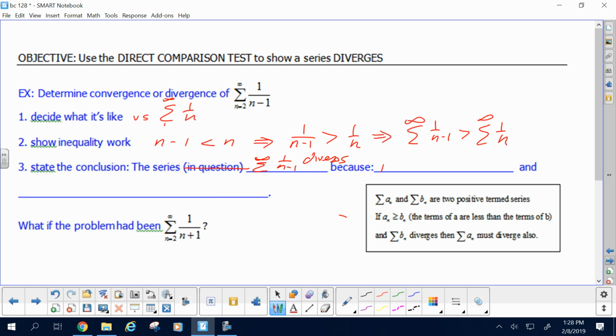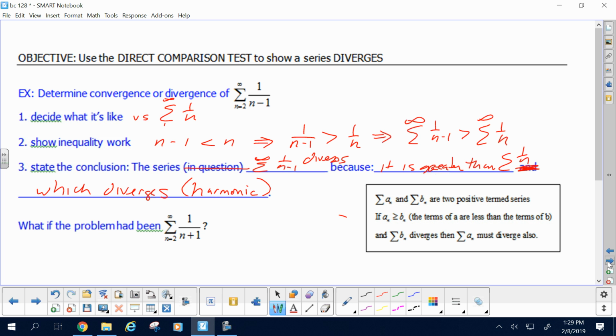because it is greater than 1 over n, which diverges. And why do we say it diverges? Harmonic. Okay? Or you could say because it's greater than the harmonic series.